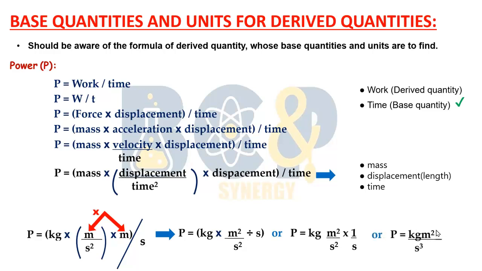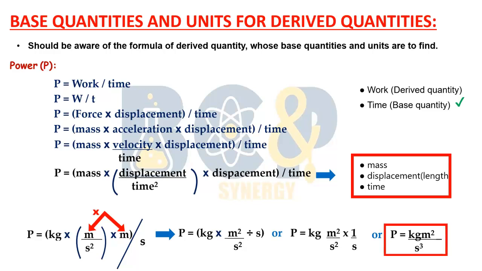And finally, the units of power are kilogram meter square per second cube. It is clear now that we have determined the base quantities of this derived quantity and also its base units.